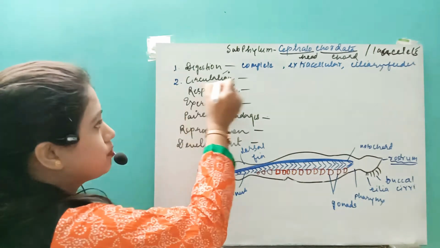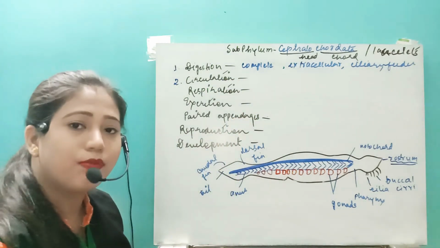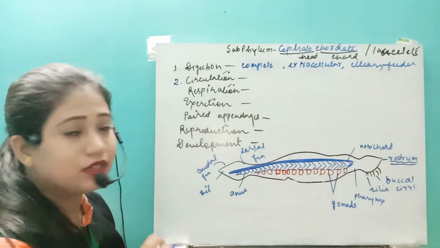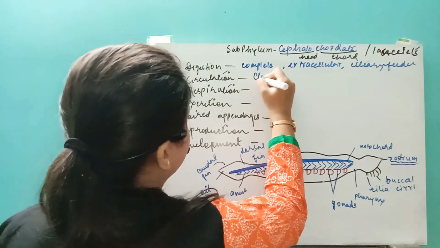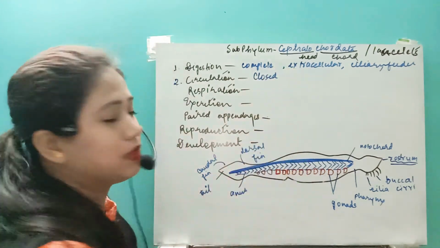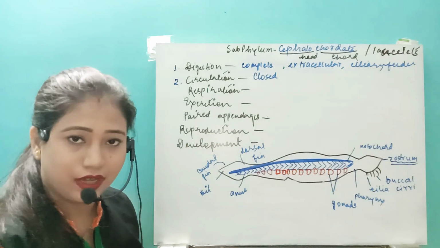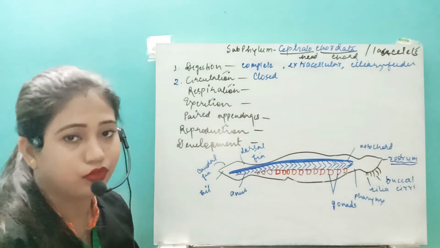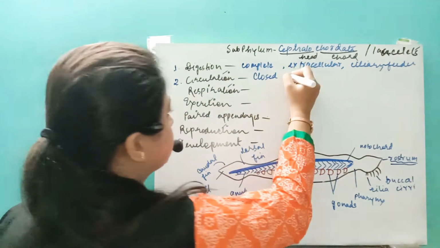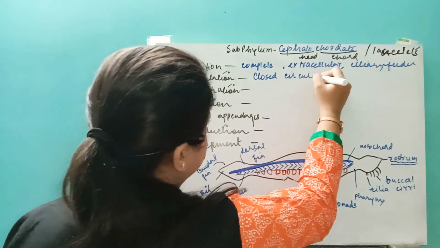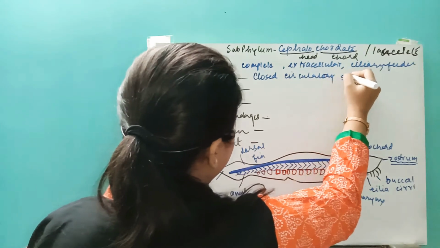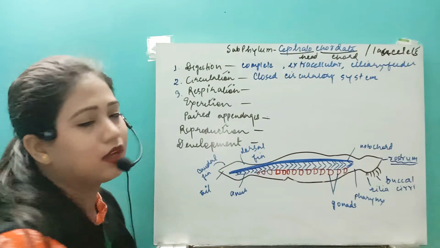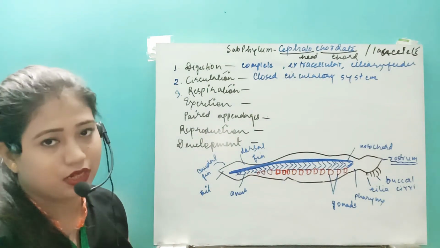Now come to the next point, that is circulation. What type of circulation is present? See, right from the cephalochordata, these organisms are going to have closed circulation. That means now blood vessels have developed, and only inside the blood vessel blood is going to flow. So they have a closed circulatory system. Okay, remember that.